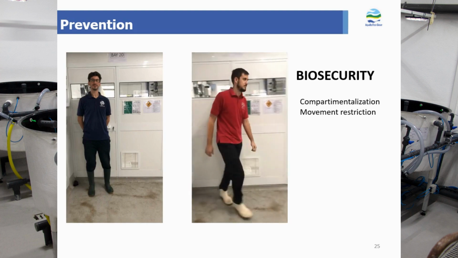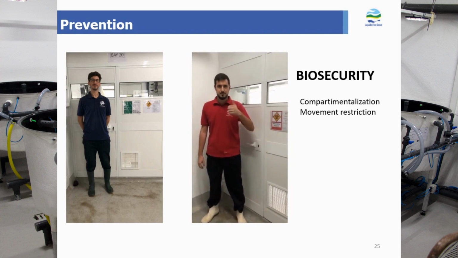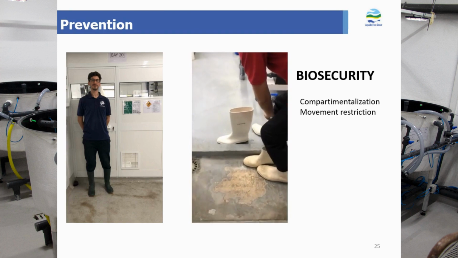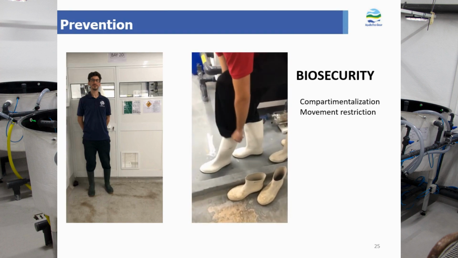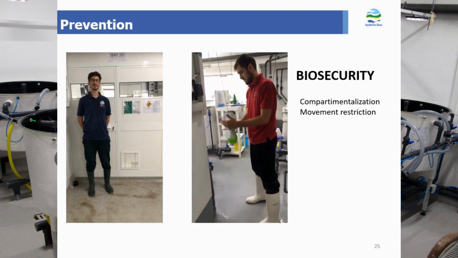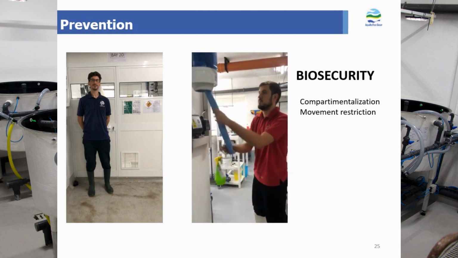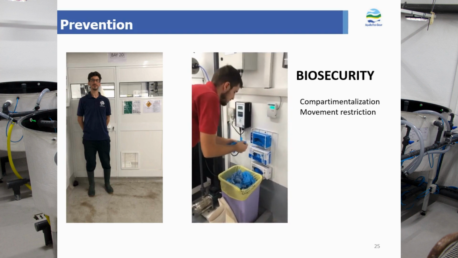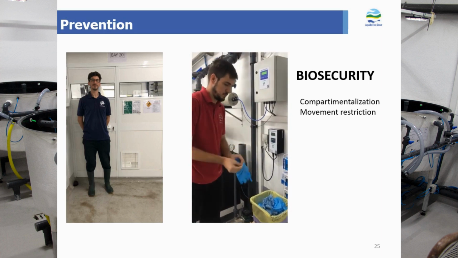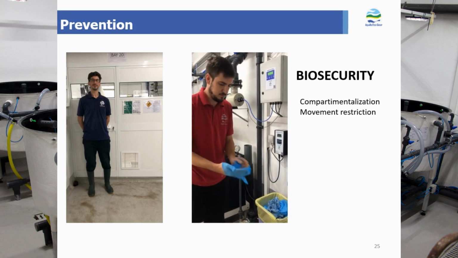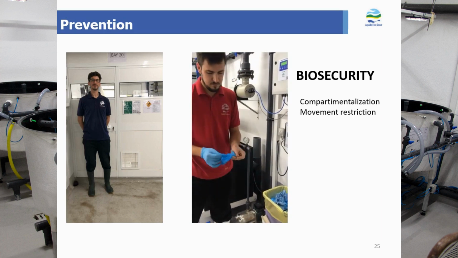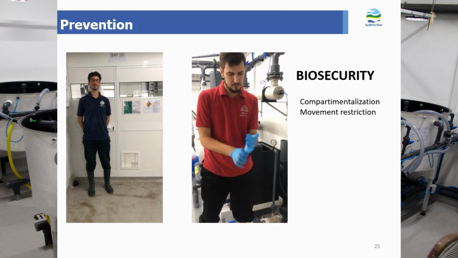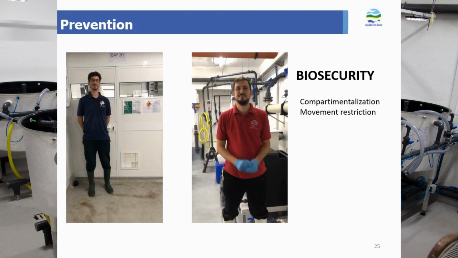In the second video, the technician with red clothing shows us that he cannot access the room with the green sign. He's only allowed to enter the room with the red sign. As a biosecurity measure, he changed his boots. He disinfects his hands with 70% ethanol, and he wears gloves. As soon as this technician finishes working in this room, he's going to take off the gloves and change his boots to come back to the common hall. In this way, we compartmentalize this room.